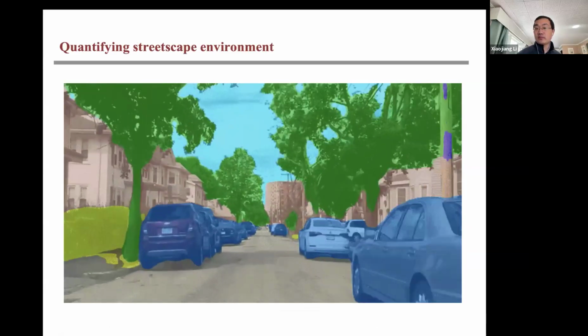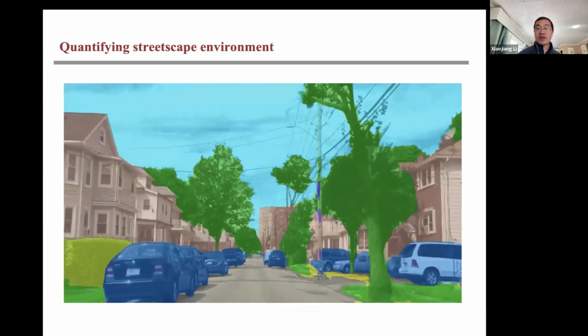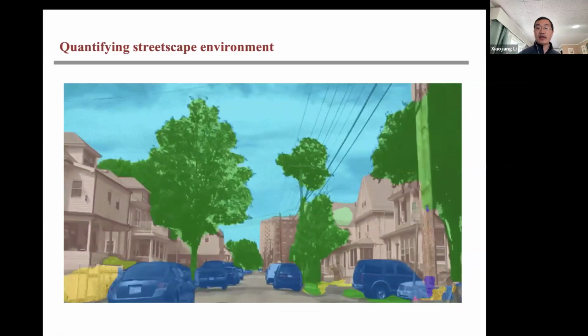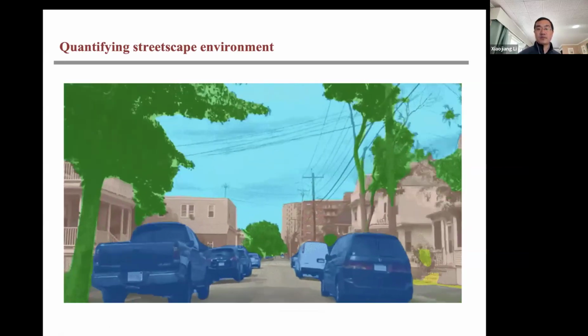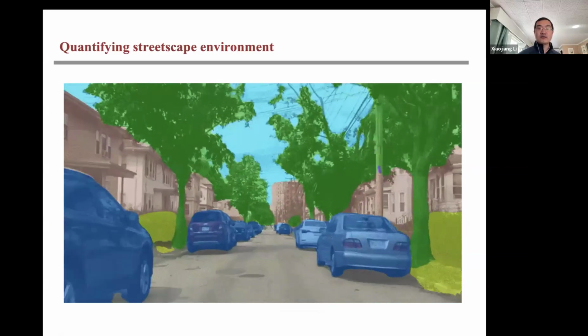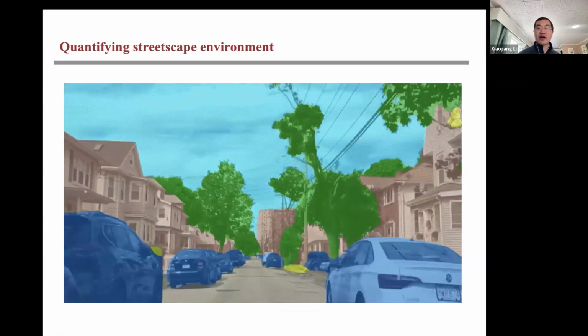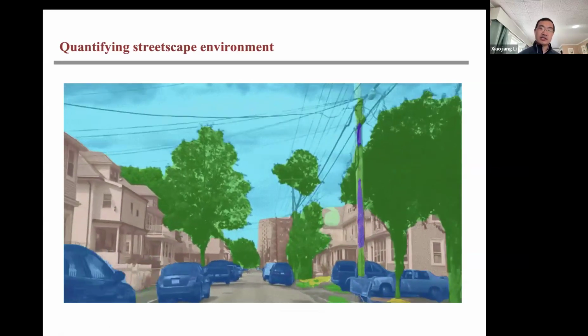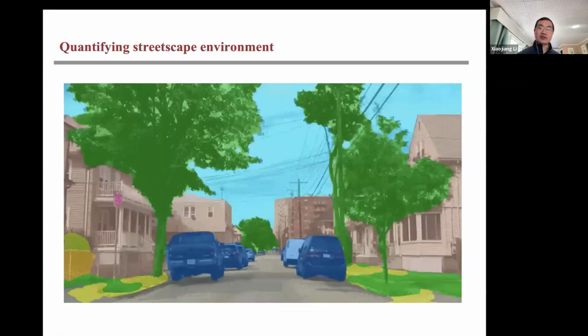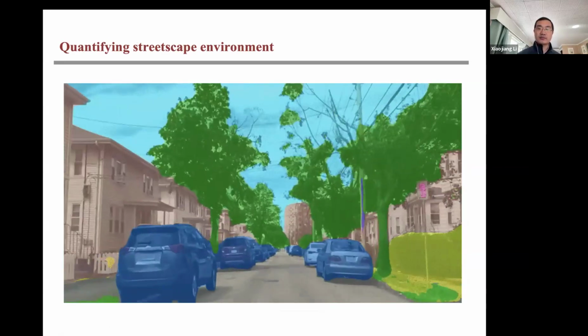If you don't want to use Google Street View images, you can actually just use your phone, mount your phone in the car, and capture images. I used my phone as a dash cam to get the images and used machine learning methods to extract different objects from the streetscape image.